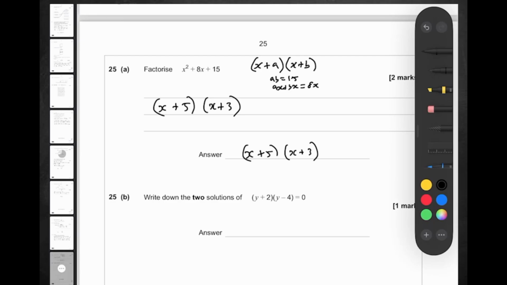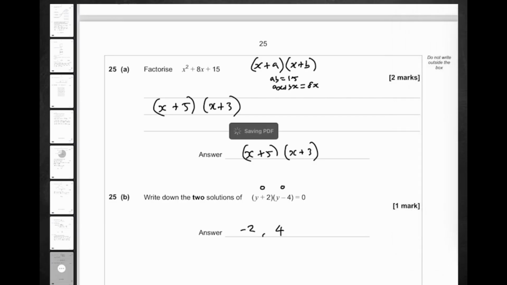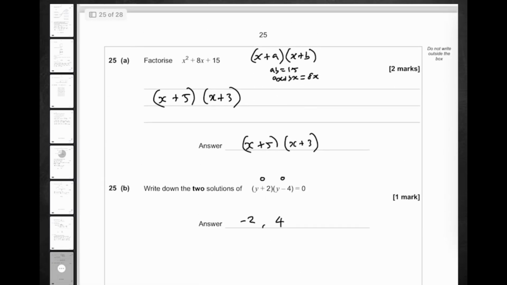And part B, write down the two solutions of y plus 2, y minus 4 equals 0. That's going to be minus 2 and 4, because all that means is the total of this bracket could be 0, or the total of this bracket could be 0. So you need to do y plus 2 equals 0, which would mean y equals minus 2, and y minus 4 equals 0, which means y equals 4. And that's the last question.